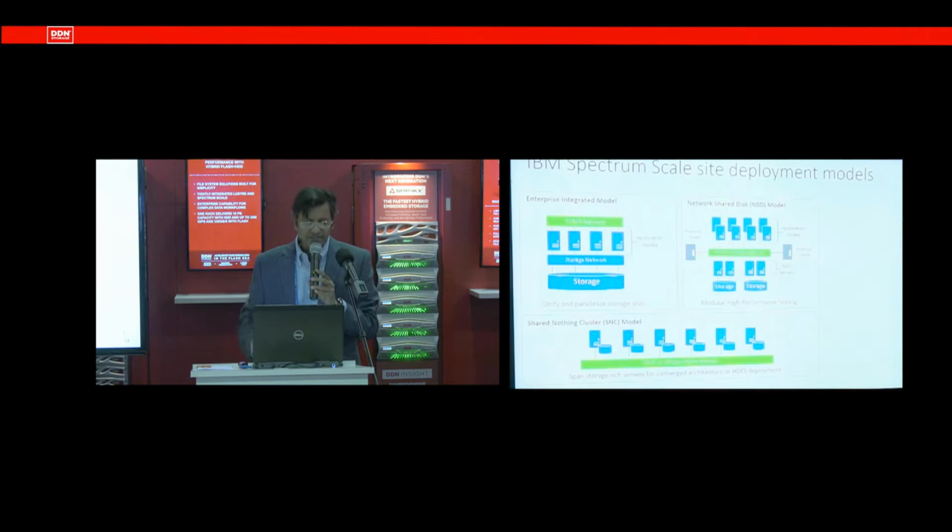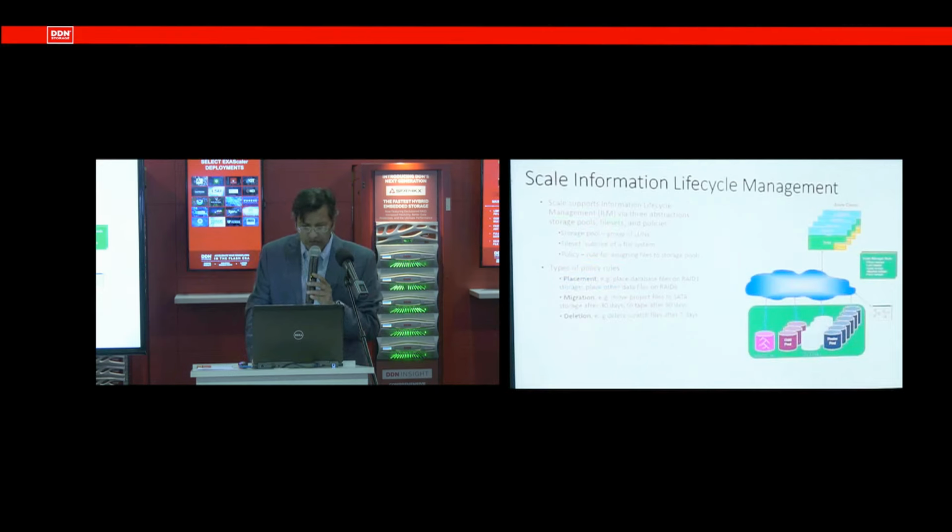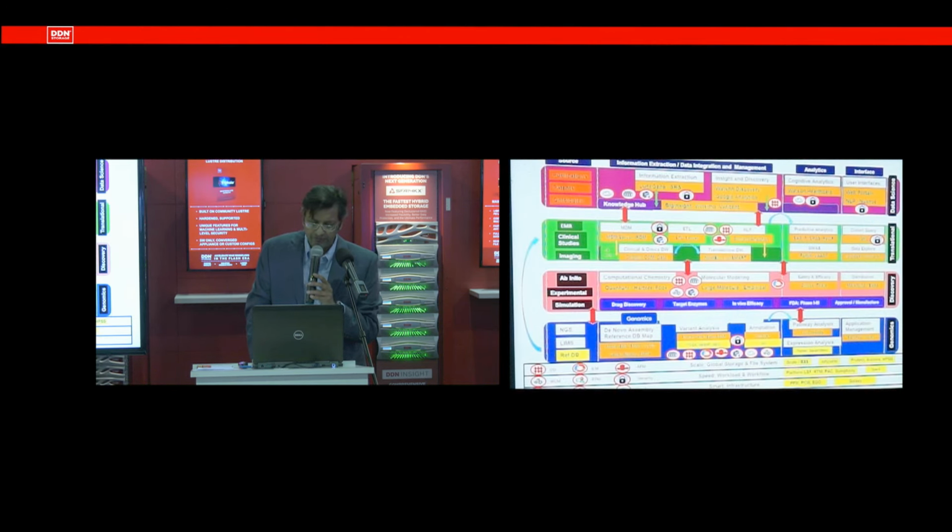There are lots of different models of ways you can deploy Spectrum Scale. You can deploy it in a tight SAN network, in a file server network, or even in a more classic Hadoop-style shared-nothing model as well. And as I mentioned before, there's a lot of ILM lifecycle management that it provides. You can go to different types of storage pools and then come all the way back up into SSD, for the full information lifecycle management.